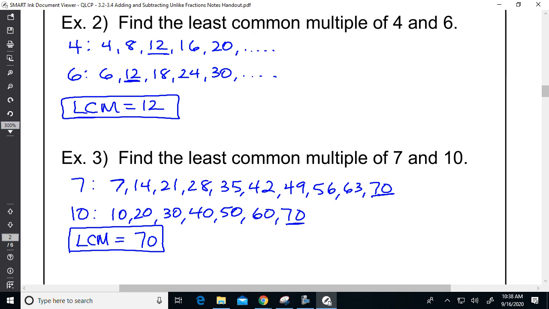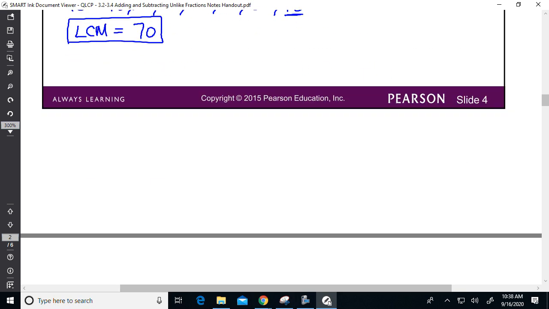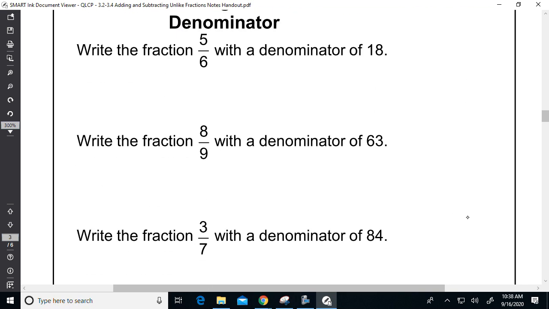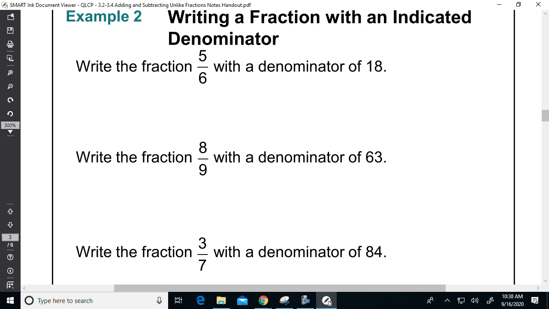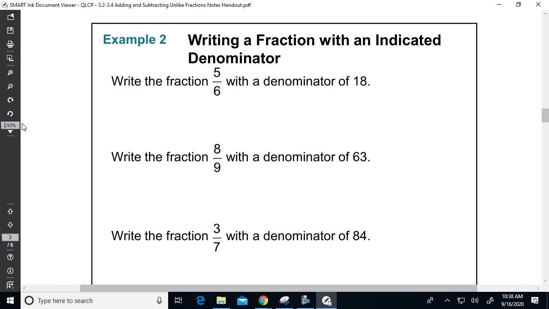The main reason why we use common multiples is because we have to know how to change a fraction to a different denominator. So let's do that part. How do we change a fraction to a different denominator? The easiest way to do that is through multiplication.